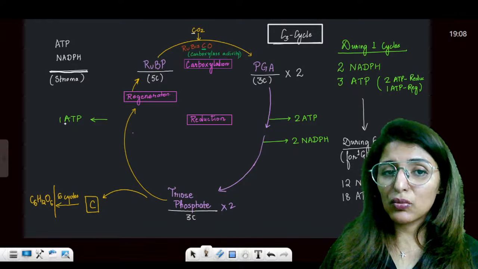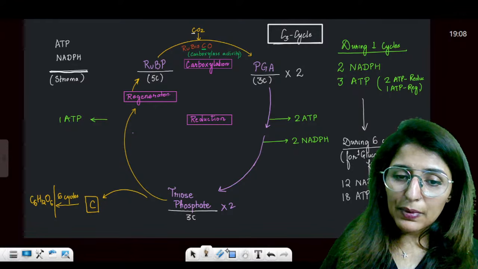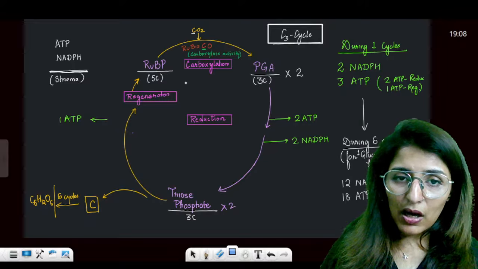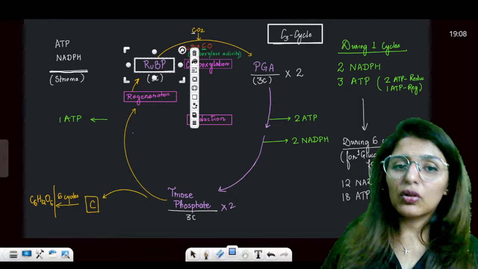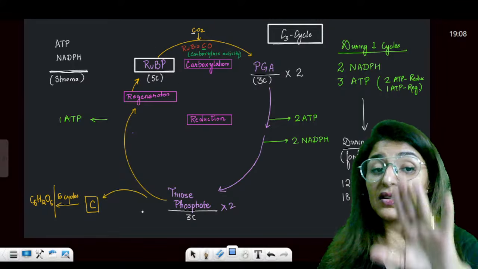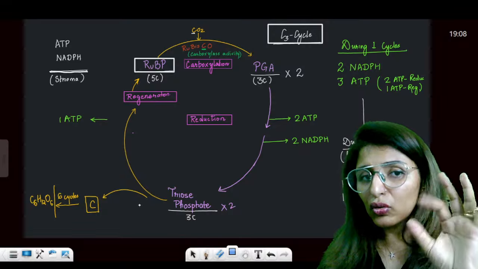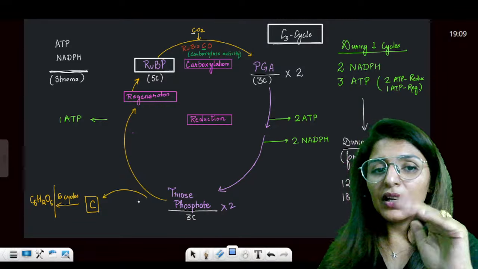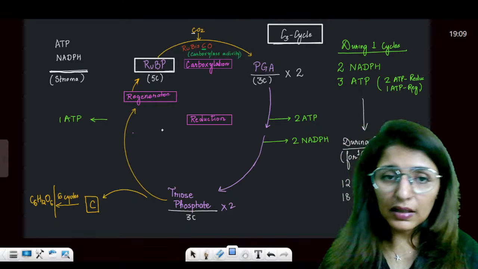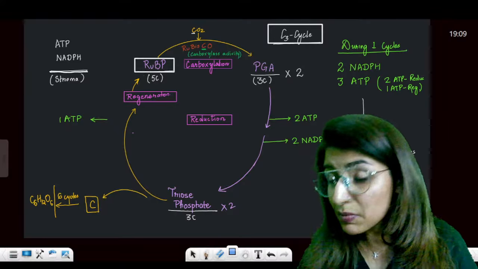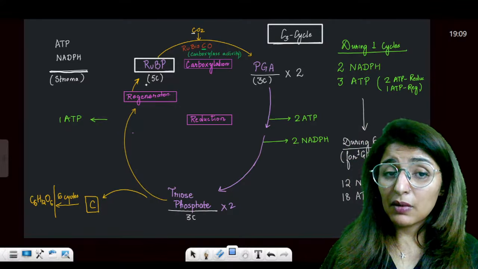It has reached the stroma. Now in the stroma is present a molecule called RuBP. It is very important that you know which compound has how many carbon atoms. Is that clear? So RuBP is ribulose bisphosphate and it is a 5-carbon compound.